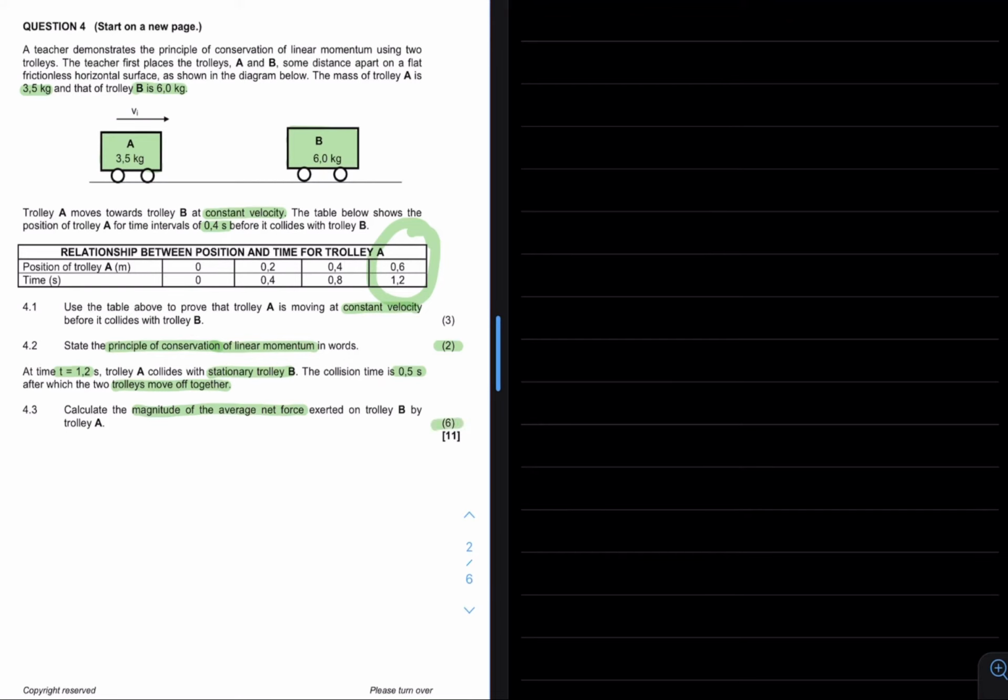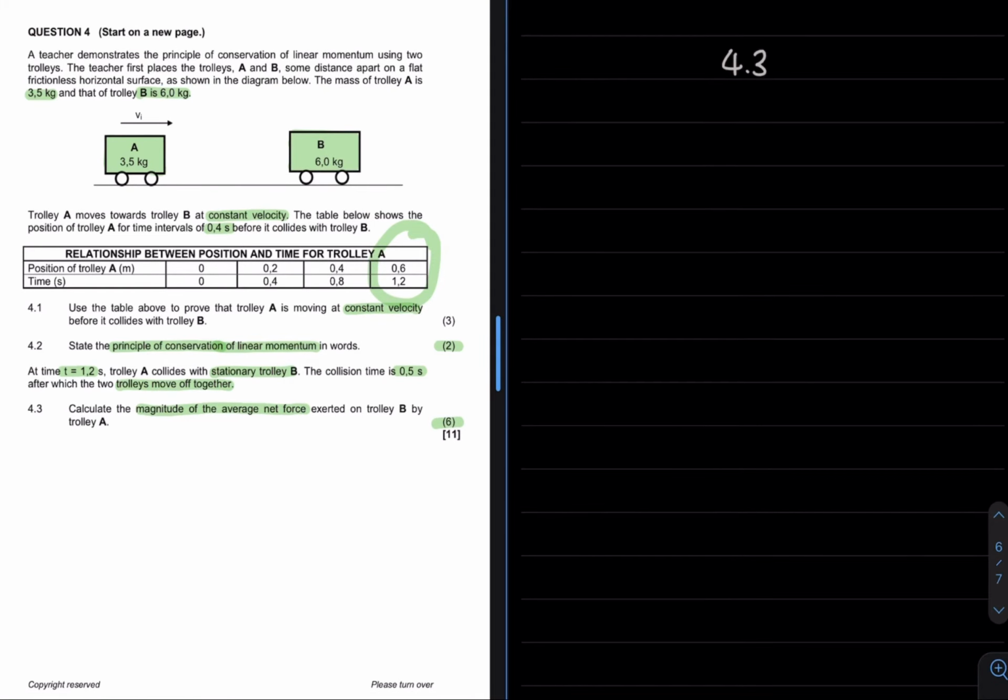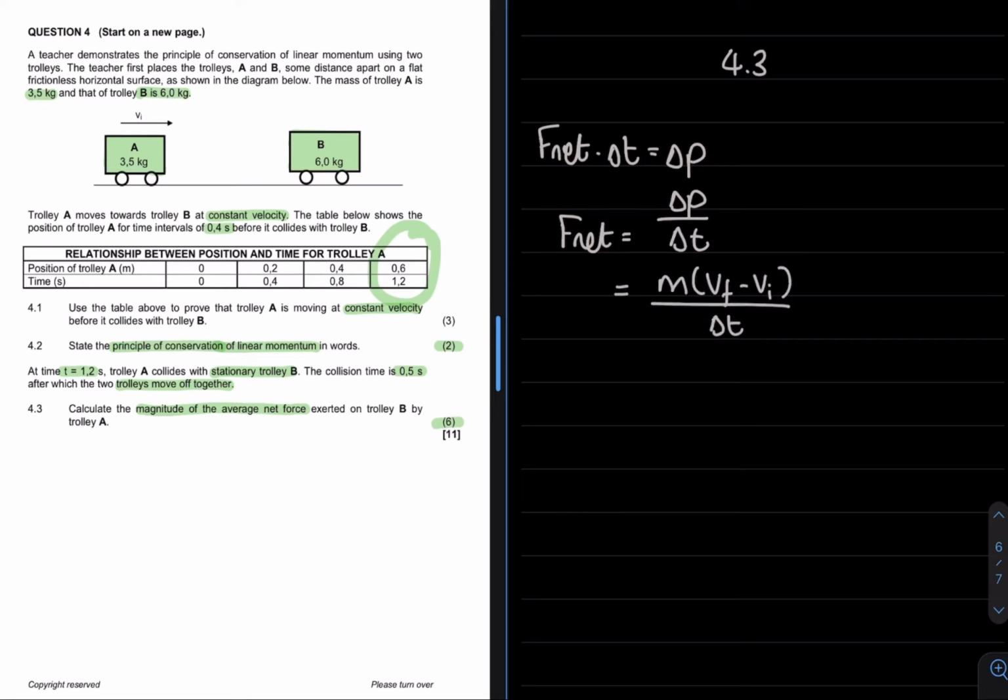Now, in order to calculate the net force, we would have to have a look at Newton's second law in terms of momentum, which states that the net force is equal to the change in momentum over the change in time. The change in time here indicates the contact time of the collision, which is given as 0.5 seconds. The change in momentum we can evaluate by using either the values of A or the values of B.